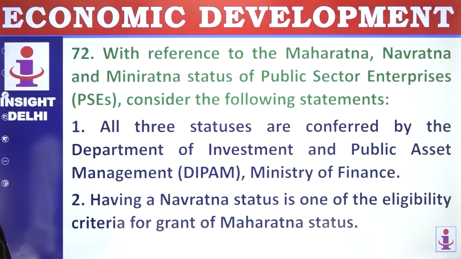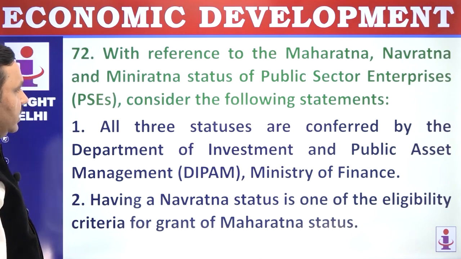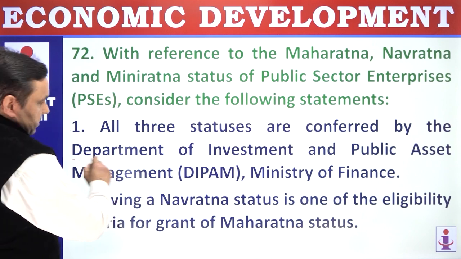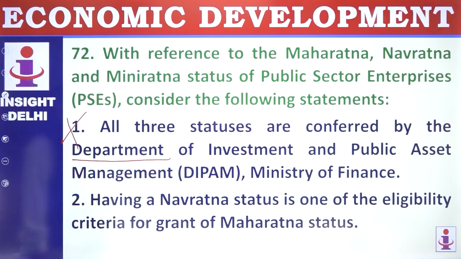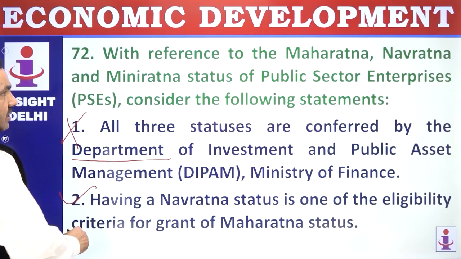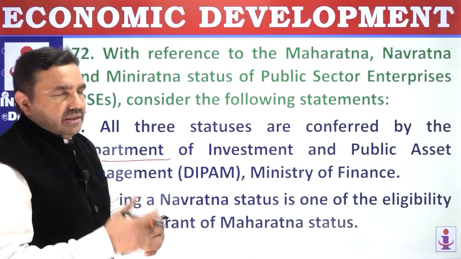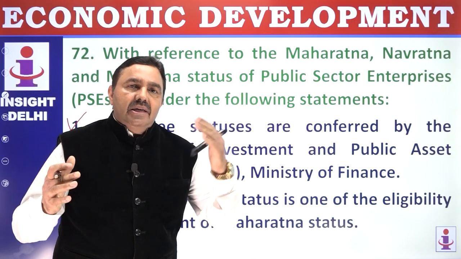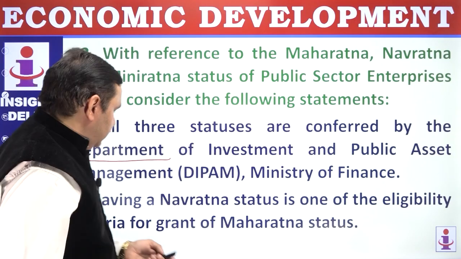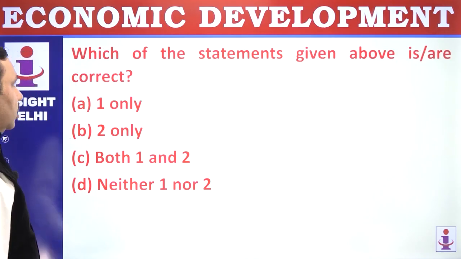With reference to Maharatna, Navratna, Miniratna status of public sector undertakings or enterprise, consider following. All these statuses are conferred by Ministry of Heavy Industries, not Department of Investment. Having a Navratna status is eligibility to become Maharatna. So first you become Miniratna, then Navratna, then Maharatna. It means only Navratnas can become Maharatna, only Miniratnas can be given Navratna status. Only 2.